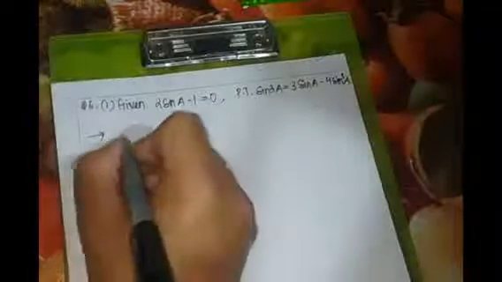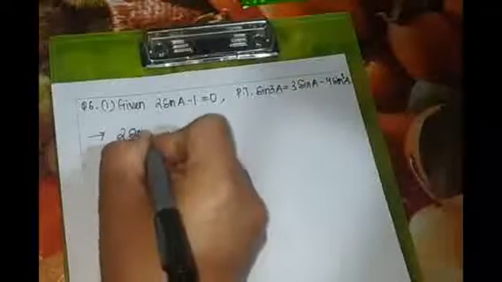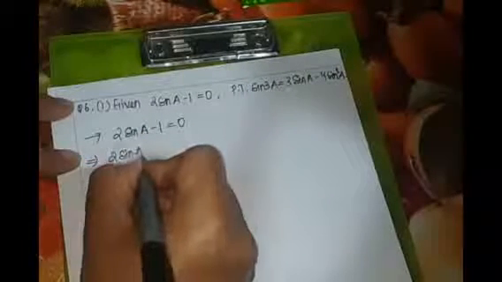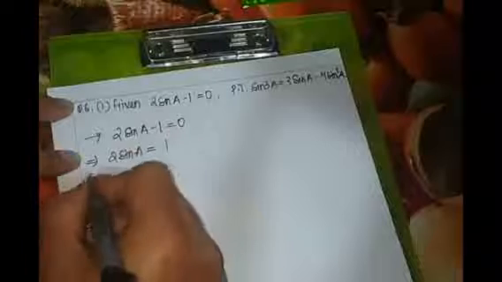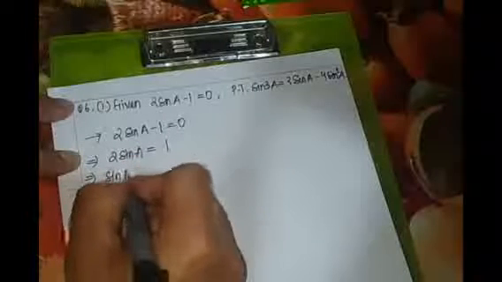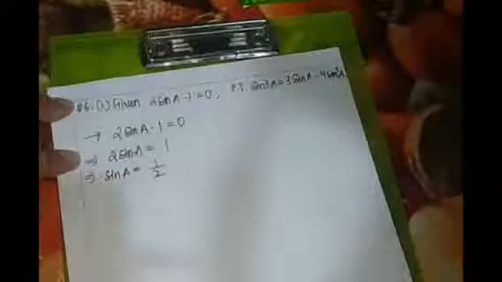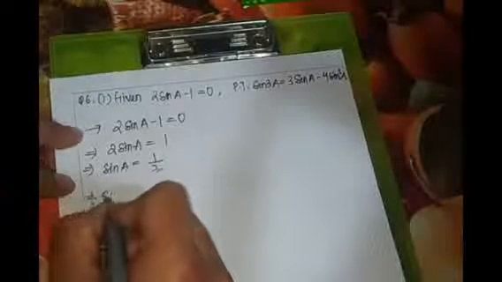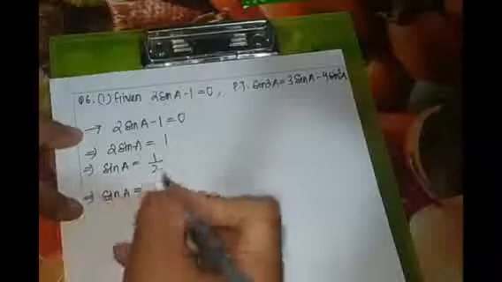From the given, as it is given that 2 sin A minus 1 equals 0, we'll first find the value for sin A. So 2 sin A minus 1, take it to the right hand side, it becomes plus 1. Therefore sin A is equal to 1 by 2. So this is the value for sin A. And we also know, sine of which angle is half?